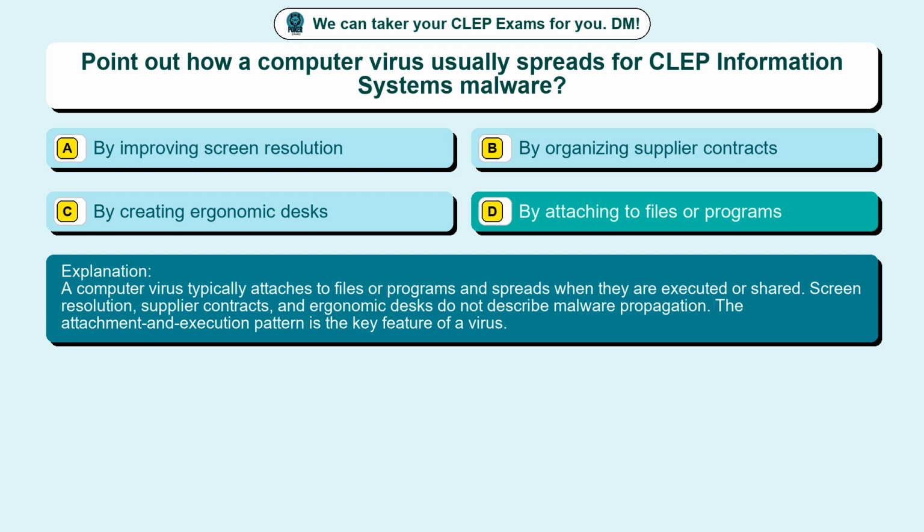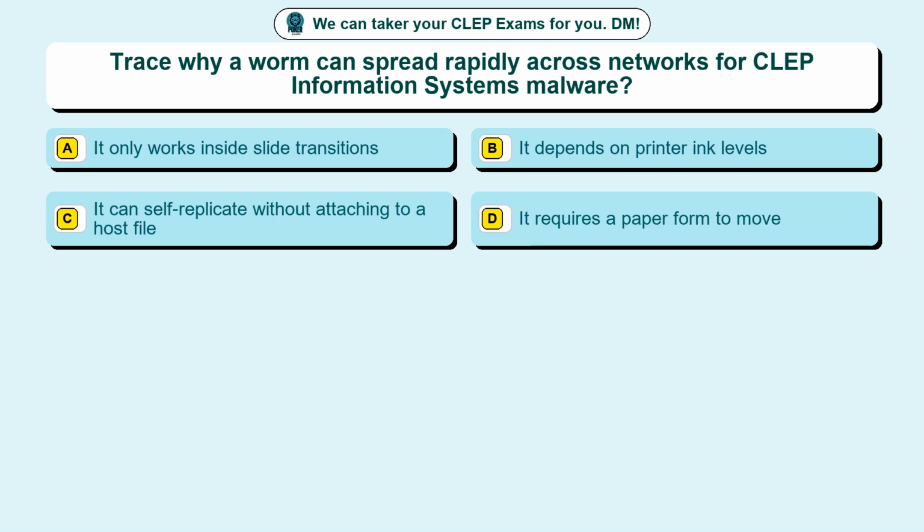A computer virus typically attaches to files or programs and spreads when they are executed or shared. Screen resolution, supplier contracts, and ergonomic desks do not describe malware propagation. The attachment and execution pattern is the key feature of a virus. Question 40. Trace why a worm can spread rapidly across networks for CLEP Information Systems malware.